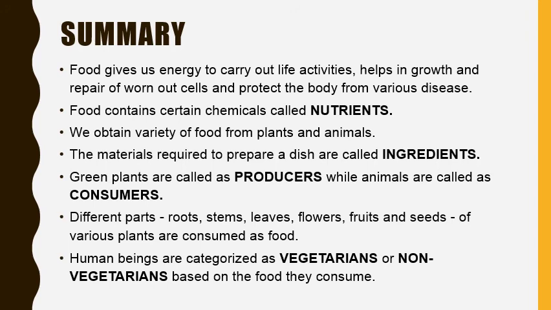The materials required to prepare a dish are called ingredients. Green plants are called producers, while animals are called consumers. Different parts, root, stem, leaves, flowers, fruits, and seeds of various plants are consumed as food. Human beings are categorized as vegetarians or non-vegetarians based on the food they consume.